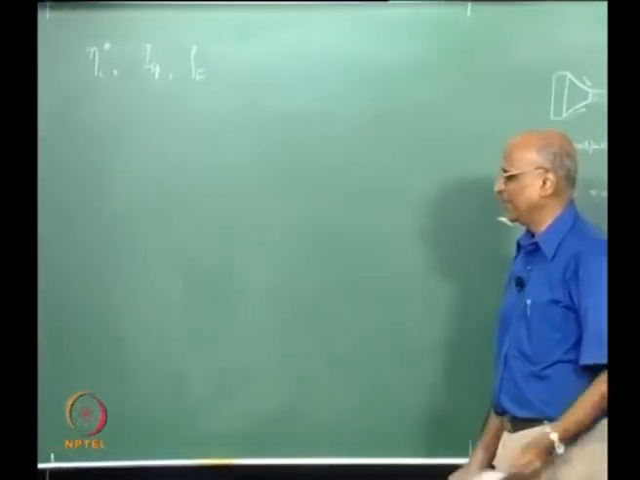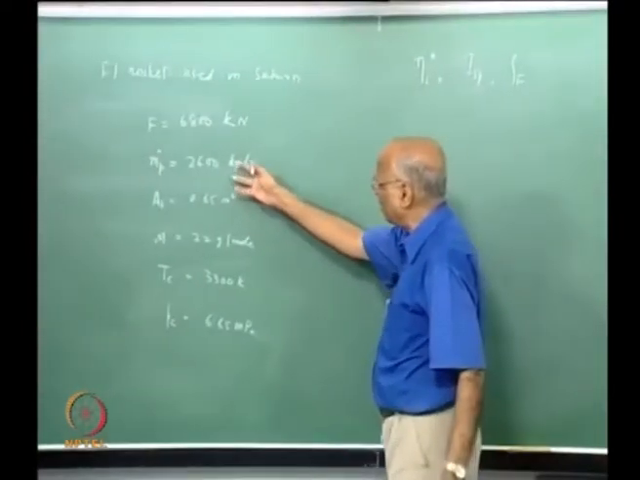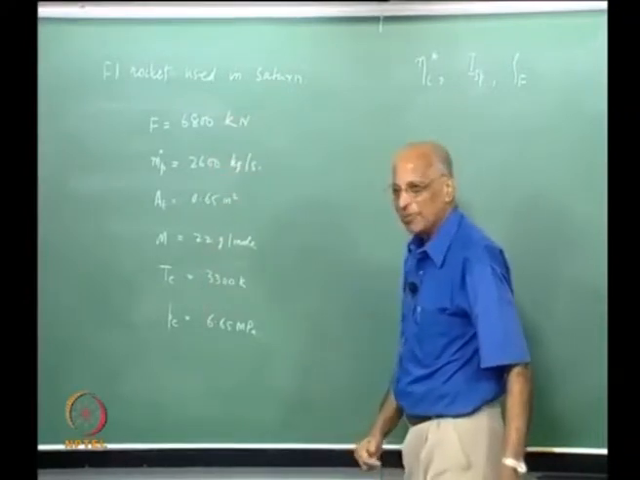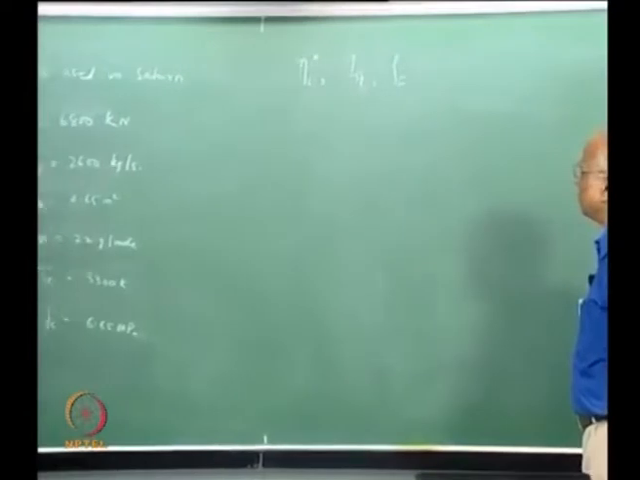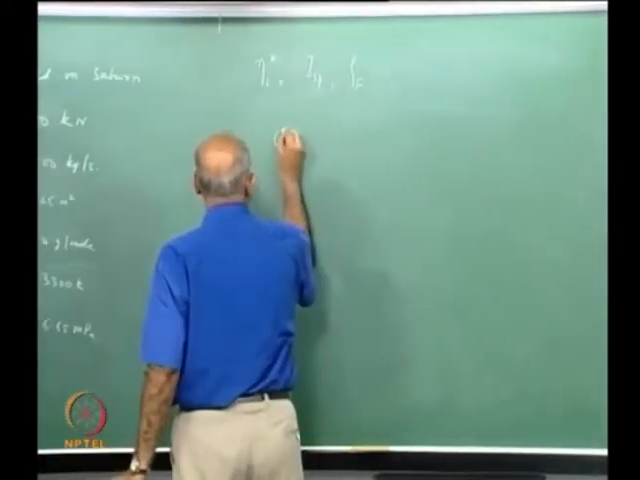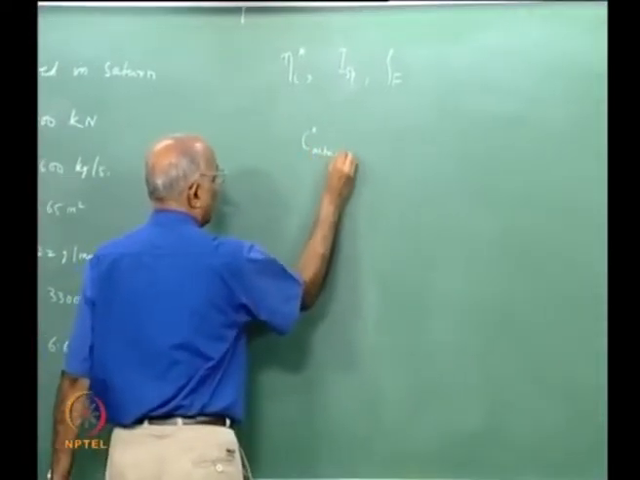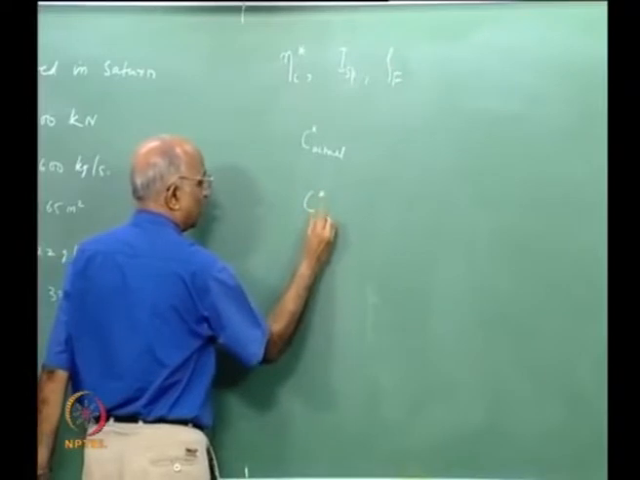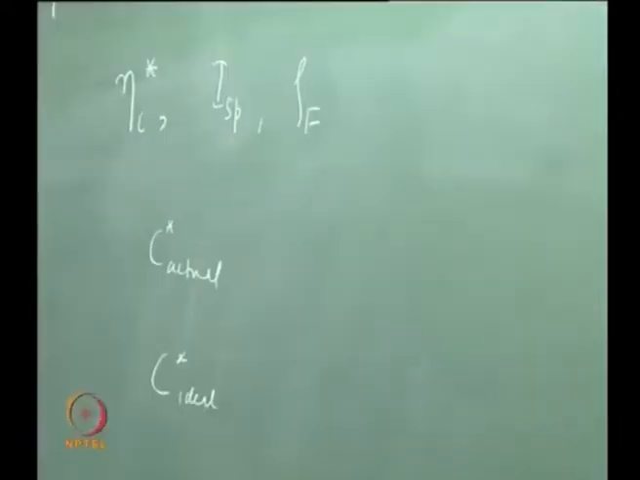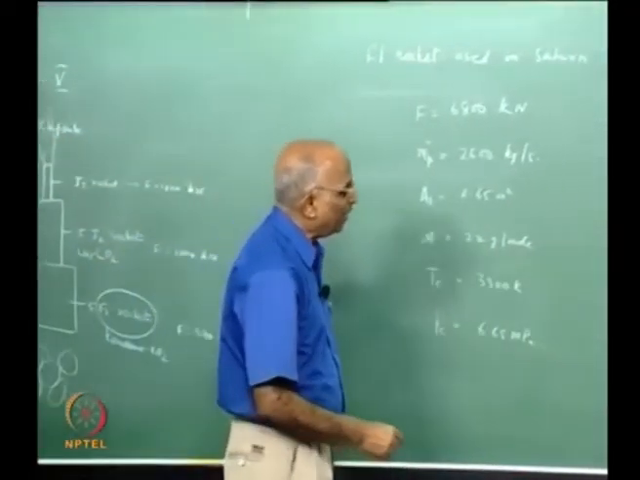Let us do it. Because the nozzle is there, the area is there, you know how much propellant is burnt per second. I just want to do this problem. Therefore, to be able to get the value of eta c star, I must get the value of c star which is actual. I must also get the value of c star which is ideal, right. The ratio of this is the c star efficiency. How do I get the ideal value?